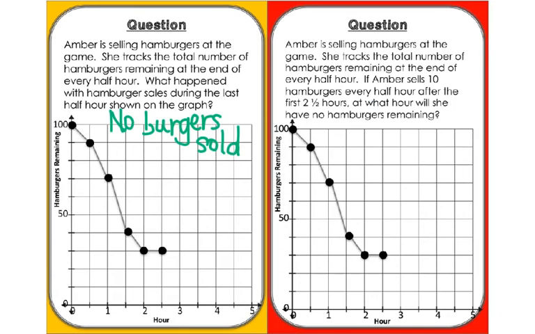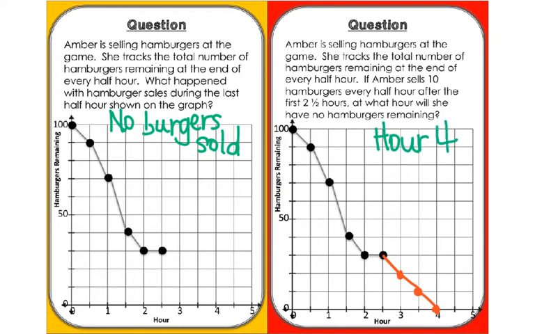So let's continue on with our graph. So 10 more after hour 3. Remember, our scale is going by 10, so she'd be here. And then the next half hour she'd be here because we're going down by 10. And the next half hour she'd be here, and she would be completely out of burgers because you can see over here she'd have 0 burgers remaining. So the question is, at what hour will she have no hamburgers remaining? That would be hour 4.